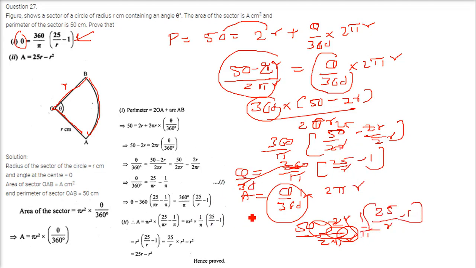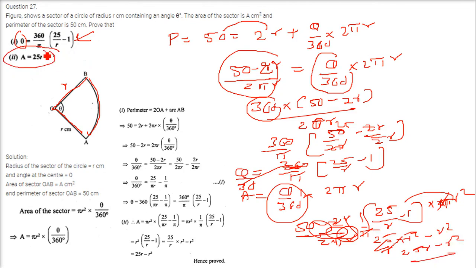This one. Now we have theta by 360 into pi R square. So this theta by 360 we have written as above, and pi R square is already there. So pi cancels. Now take this R inside. 25 by R into R square minus this R square. R cancels, this will be 25R minus R square. This is the second thing we have to prove.